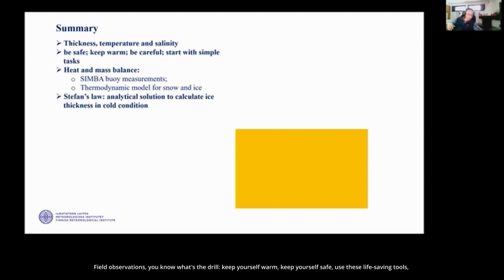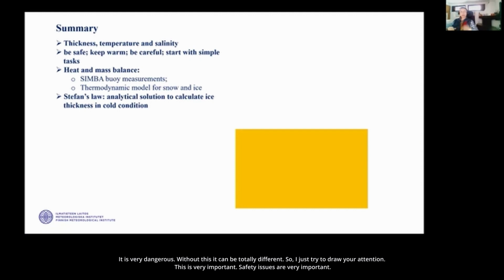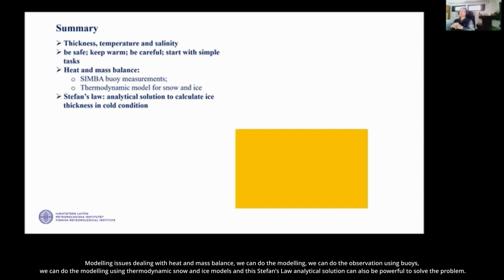Do it with these life-saving tools. I'm saying this because, I can tell you to the camera, I once saw a person close to me, less than 2 meters in front of me, accidentally drop below the ice. It's very dangerous. Without this, it can be totally different. So I just try to draw your attention. The safety issue is very important.